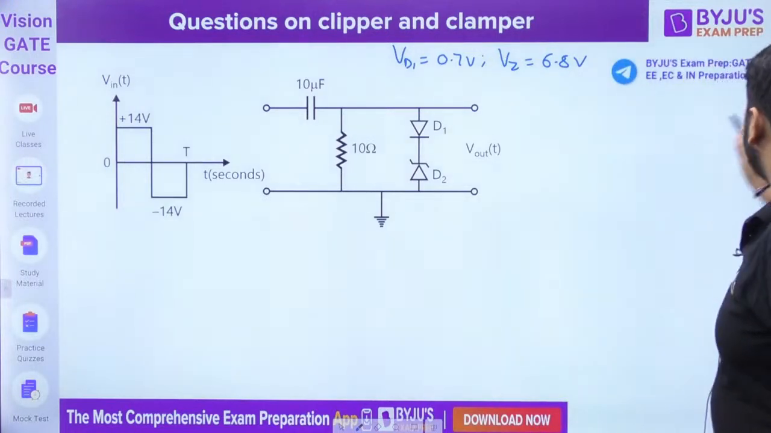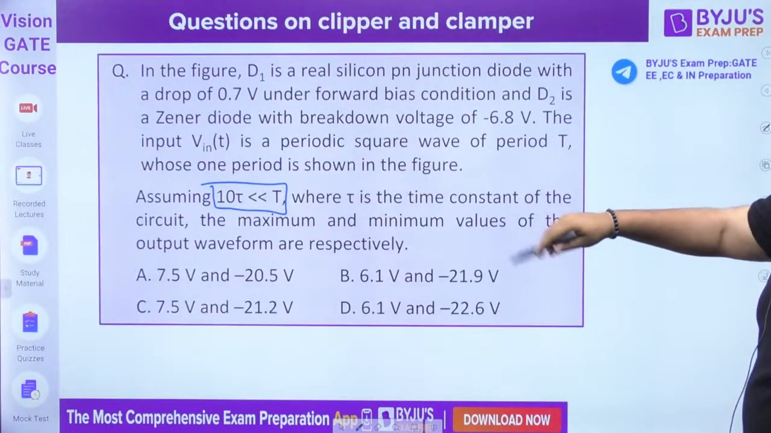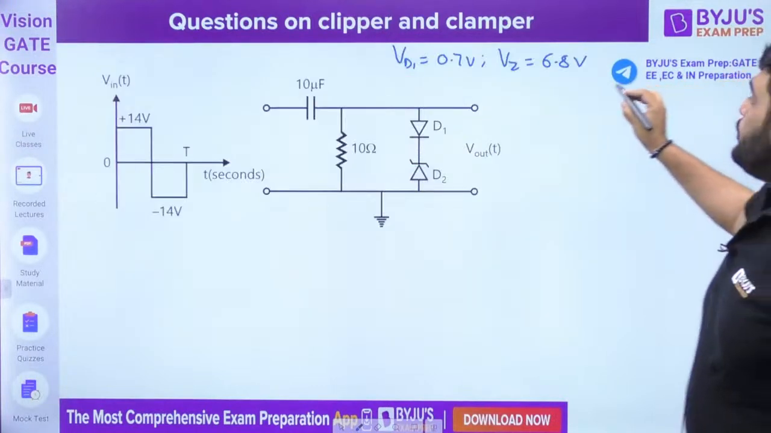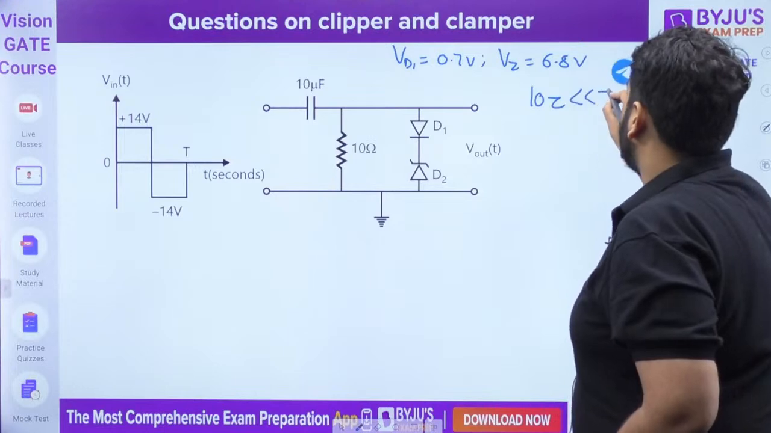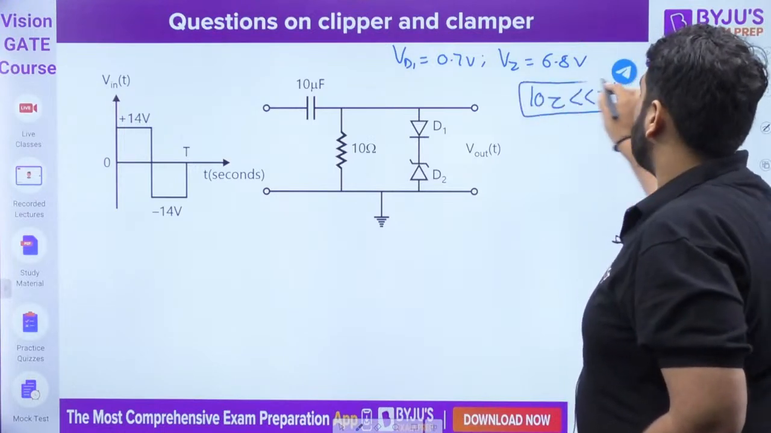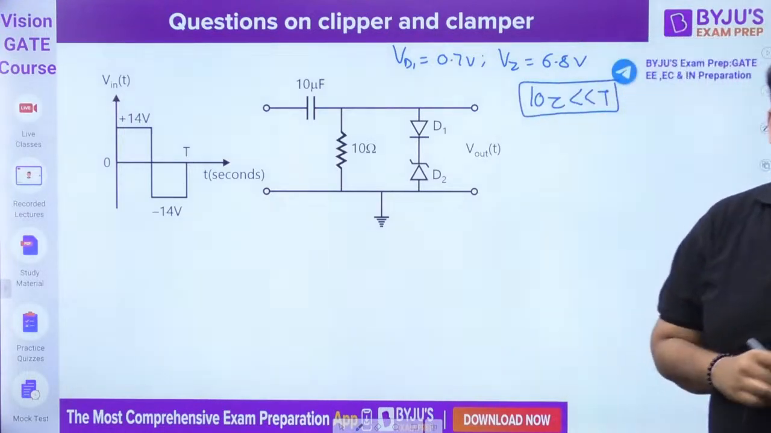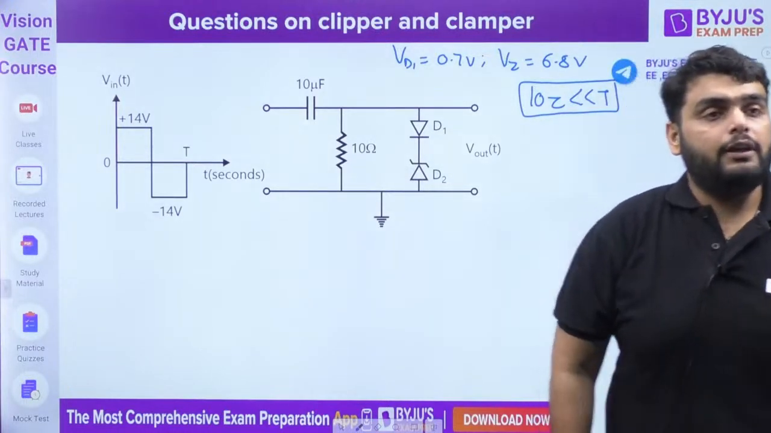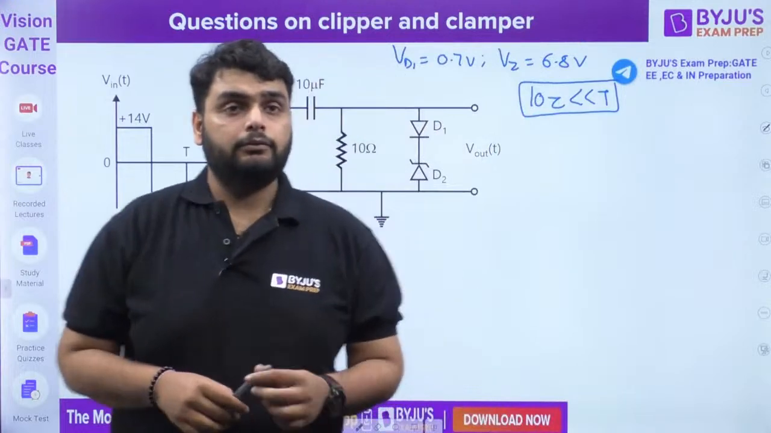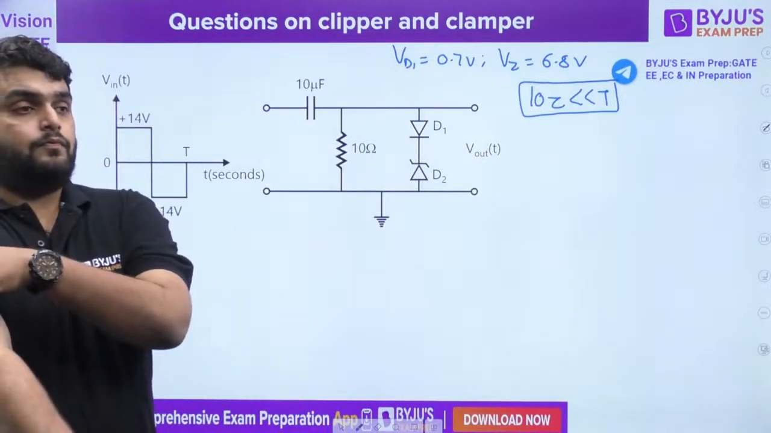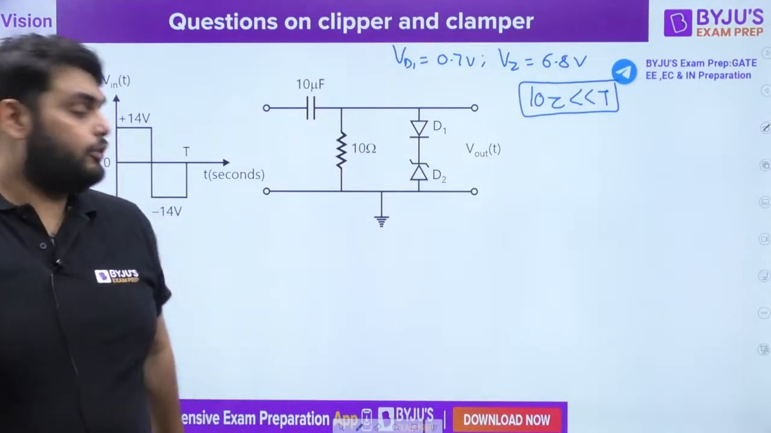Okay, so options are also given. And one more condition is given: 10 times tau is very much less than T. This condition is very important. So try it, how will it work?